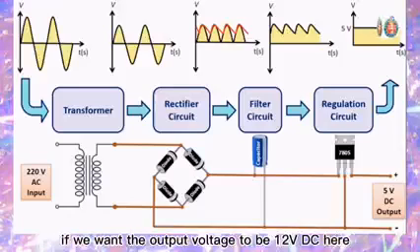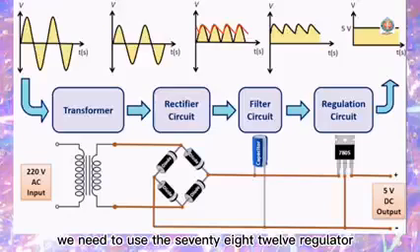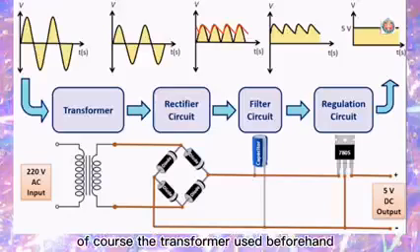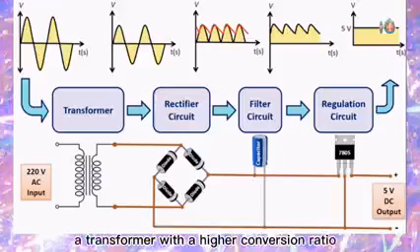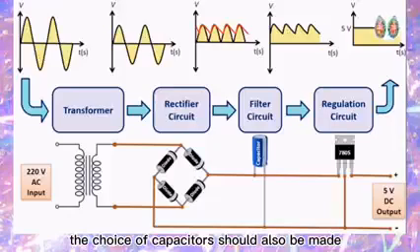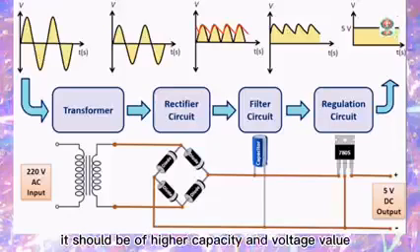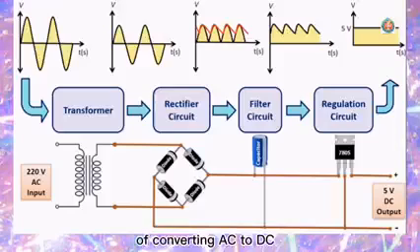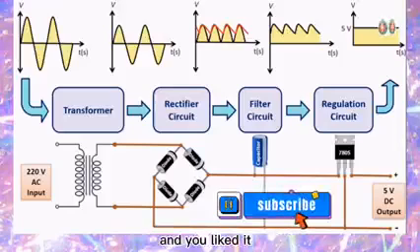For example, if we want the output voltage to be 12 volts DC here, we need to use the 7812 regulator. Of course, the transformer used beforehand should be made accordingly. A transformer with a higher conversion ratio should be used so that 12 volts can be obtained. In addition, the choice of capacitor should also be made accordingly. It should be of higher capacity and voltage value. The process of converting AC to DC is basically in these stages.